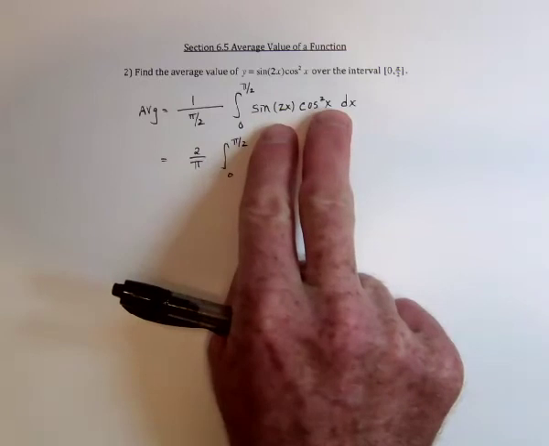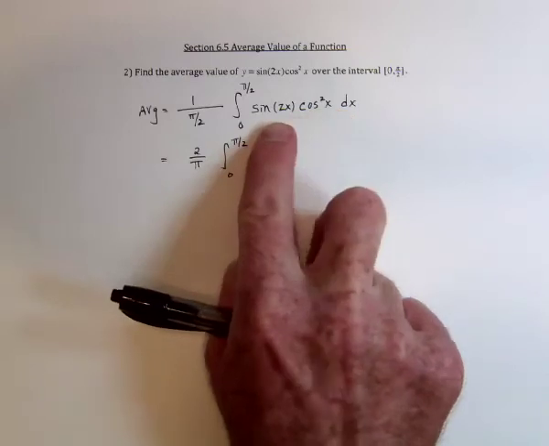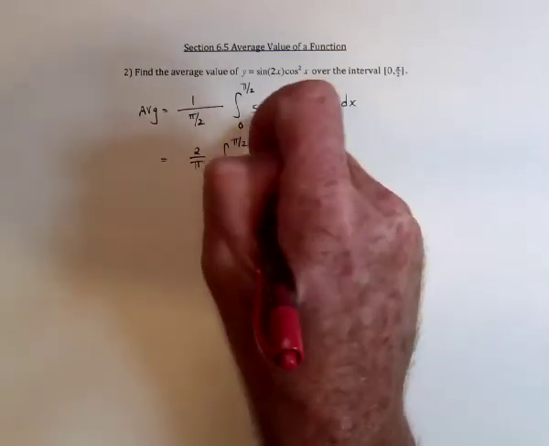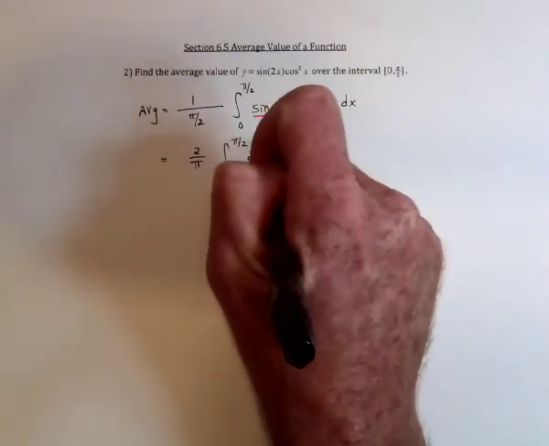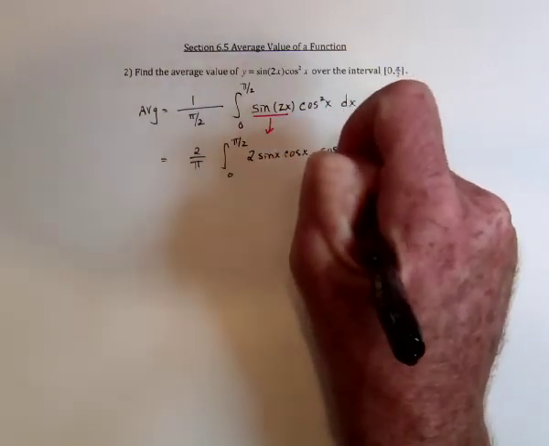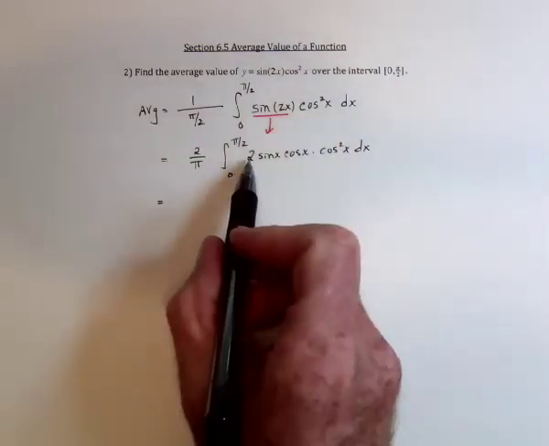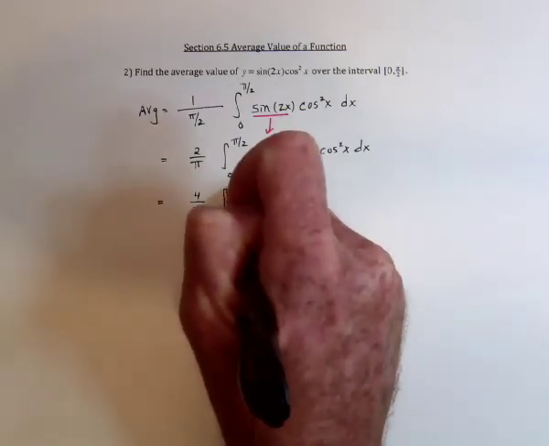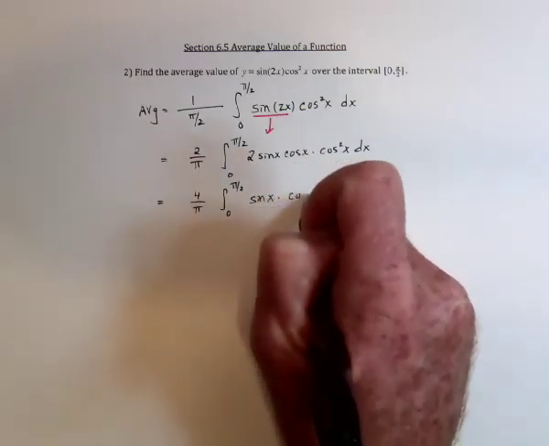Well, in order to do that, we either need both of these to be 2x or both of these to be x. I think I prefer to change this one, and so get an identity for sine of 2x, which is 2 times sine of x times cosine of x. And the 2 we can factor out, so we've now got 4 over pi. And then there's a sine of x, and there's cosine cubed.